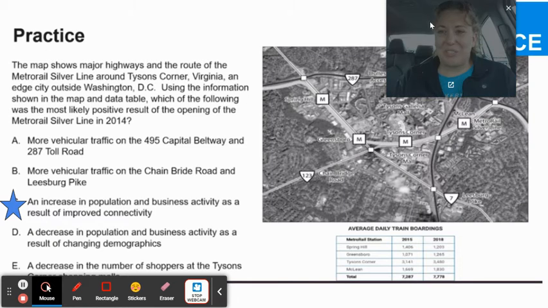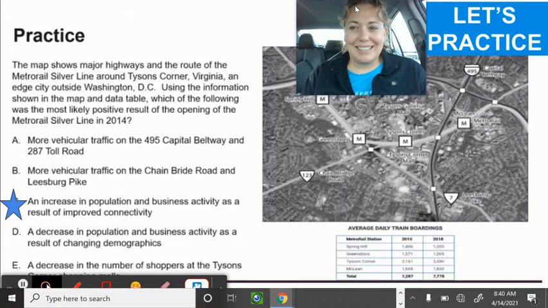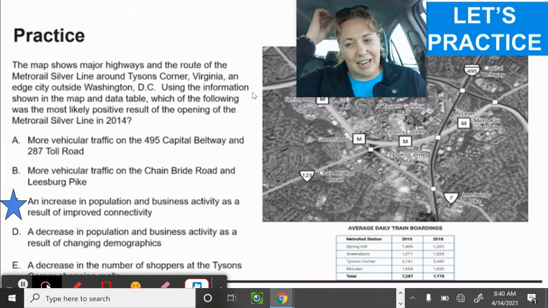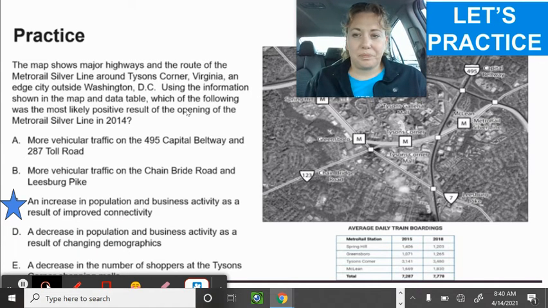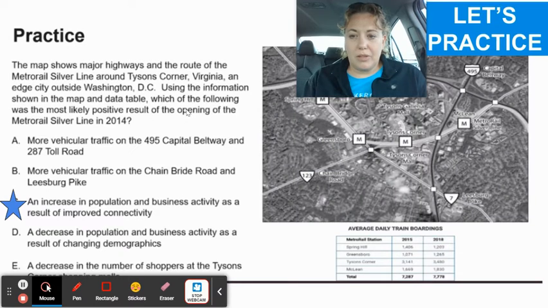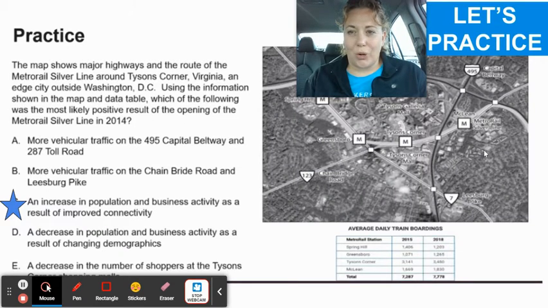Okay, practice question for you. You'll definitely want to pause here and read through this question and look at what it's talking about. This is about Tyson's Corner, which is one of the things in your workbook that you read about.